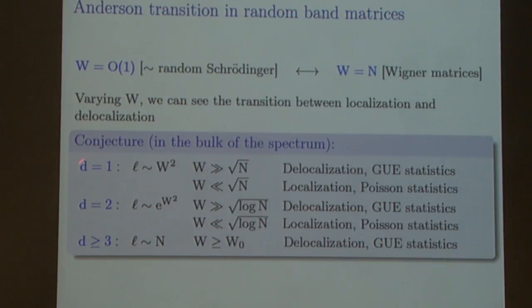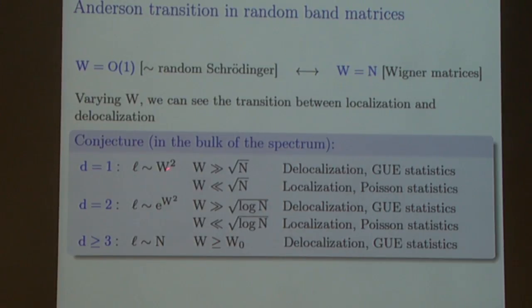Yeah, so if you have dimension 1, that means that if your bandwidth W grows faster than square root of n, then you have the same as for random matrices, Wigner matrices, so GUE statistics. If W is smaller than square root of n, then you have localization and Poisson statistics.